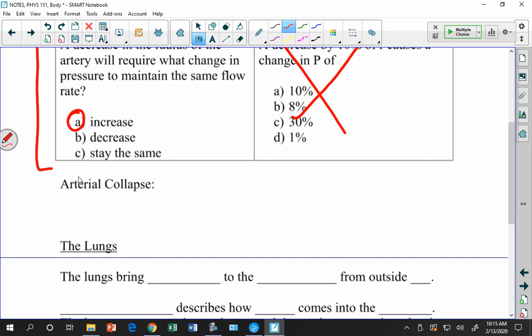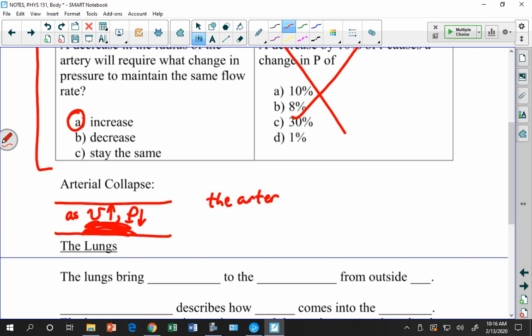And arterial collapse, we already talked about it. If I have an artery that is blocked partially, like that, as the velocity increases here, according to the continuity equation, the localized pressure will decrease. Notice how I wrote this differently, that I didn't write delta P. Delta P is the difference in pressure between 2 spots. This is just the localized pressure at that point. And if that occurs, the artery can collapse. That's generally bad news if that happens.